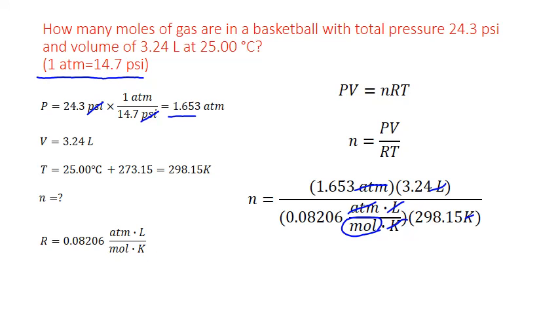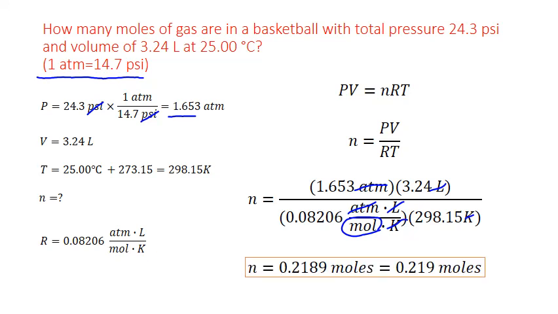We do the math, 1.653 times 3.24 divided by 0.08206 and divided by 298.15, and we get 0.2189 moles, which we round to 3 significant figures to match the least number of significant figures in our problem, which corresponds to both our pressure and volume measurements.